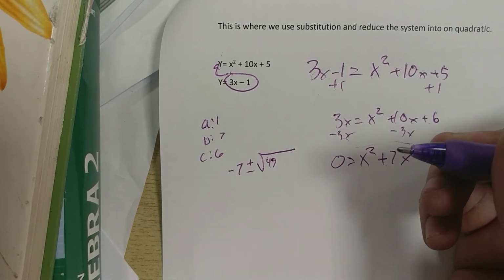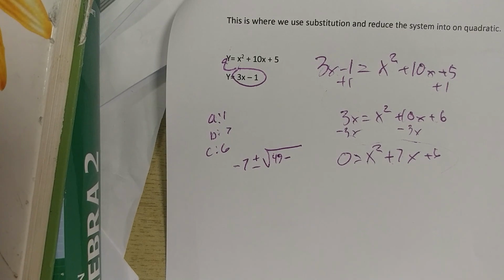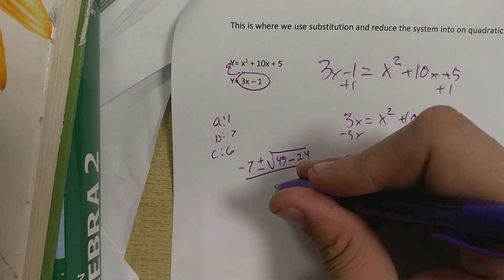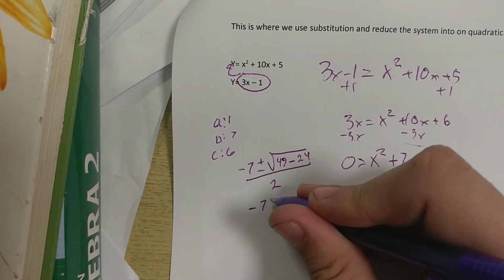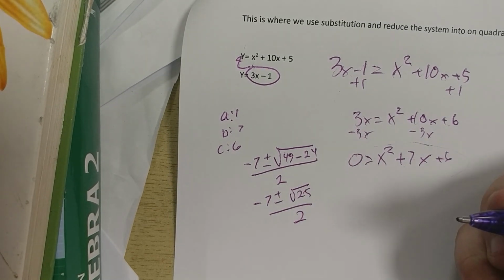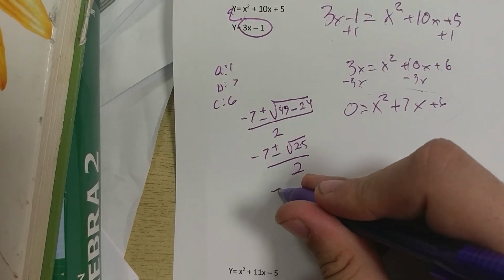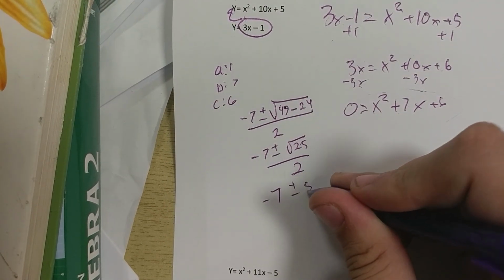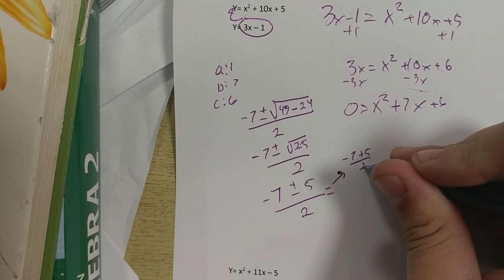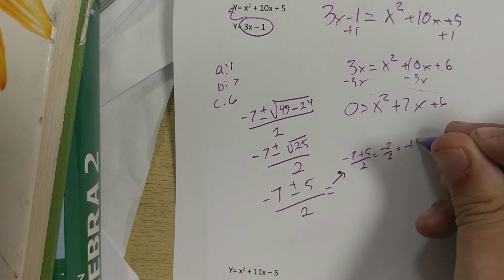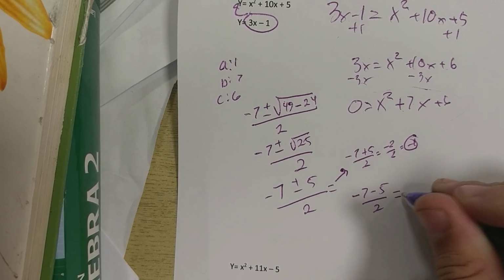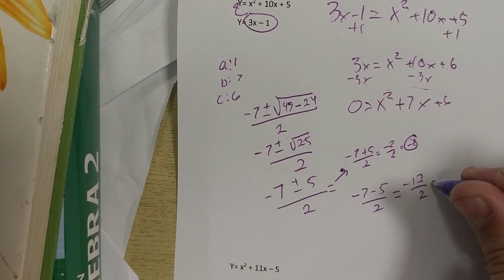49, 7 squared, minus 24, divided by 2 times 1. Negative 7 plus or minus square root of 25 over 2. Negative 7 plus or minus 5 over 2. Negative 7 plus 5 over 2 equals negative 2 over 2, which equals negative 1. Negative 7 minus 5 over 2 equals negative 12 over 2 equals negative 6.